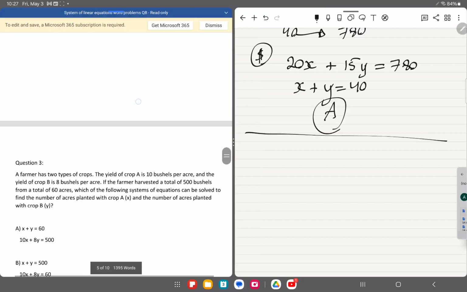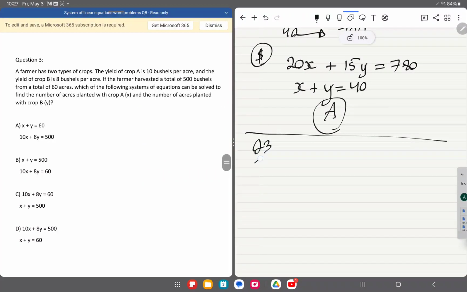Now let's move on to question 3. A farmer has 2 types of crops. The yield of crop A is 10 bushels per acre. I don't know what that is. And the yield for crop B is 8 bushels per acre. Now, maybe a bushel is like a package or something. If the farmer harvested 500 bushels, oh, it's a rate, so I need to write the rates.